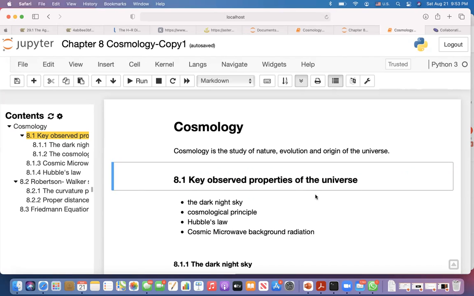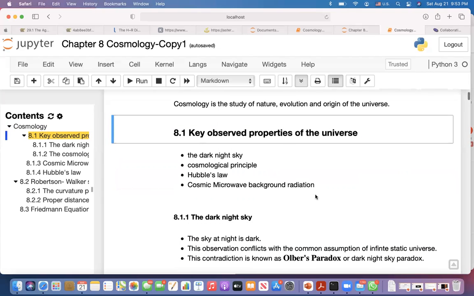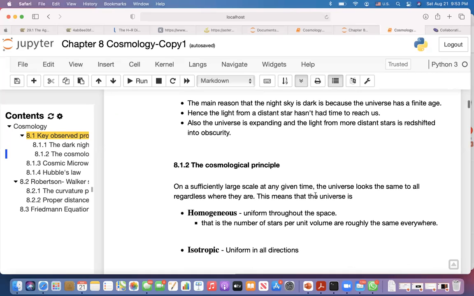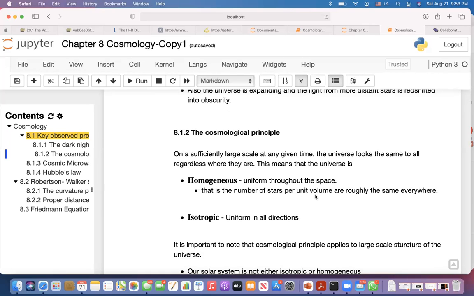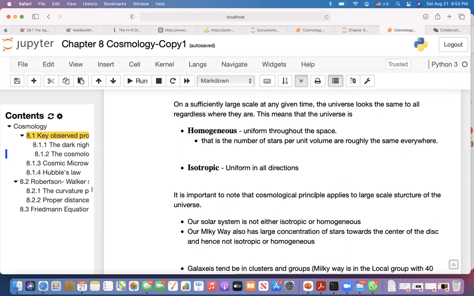Those four key observed properties are: number one is the dark night sky. That is what we have already talked about, and we talked about the Olbers paradox under that section. The second is the cosmological principle that we have talked about. We defined what the cosmological principle is, and that is to say that the universe is homogeneous and isotropic. Then I explained a little bit more what this homogeneity and isotropy means in the universe. It is very important to understand that this cosmological principle is valid for the large scale structure of the universe, and I clearly explained it here.